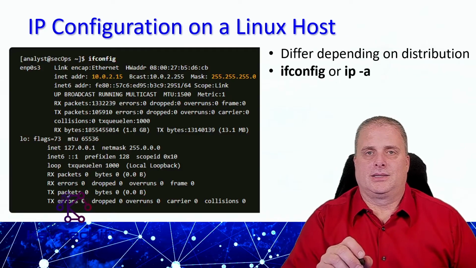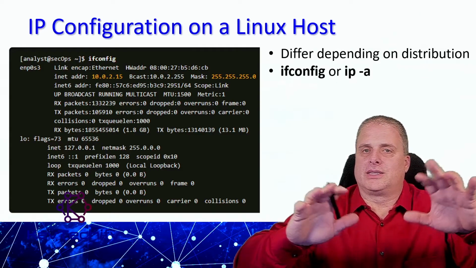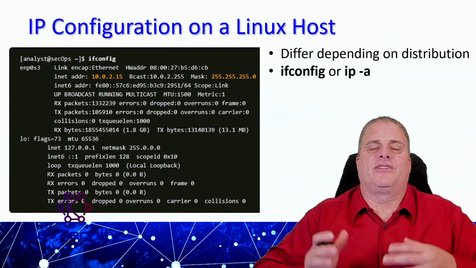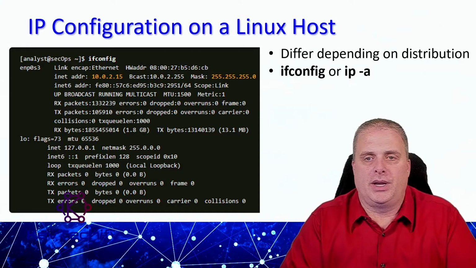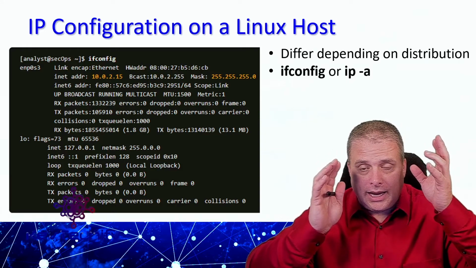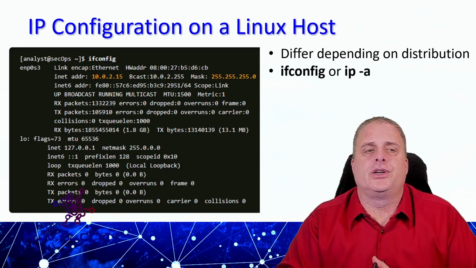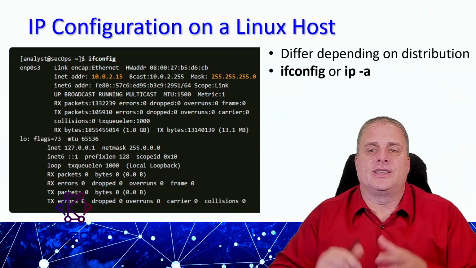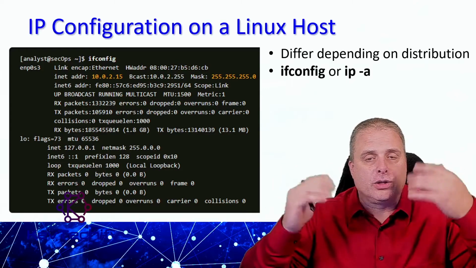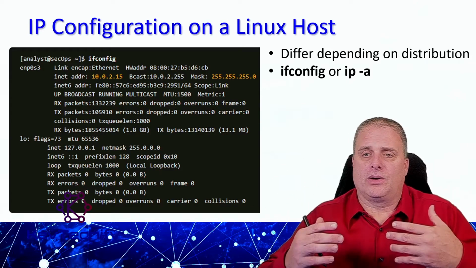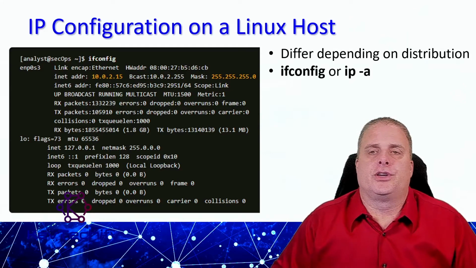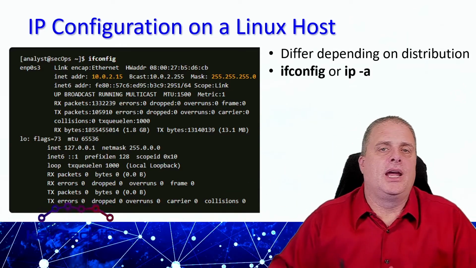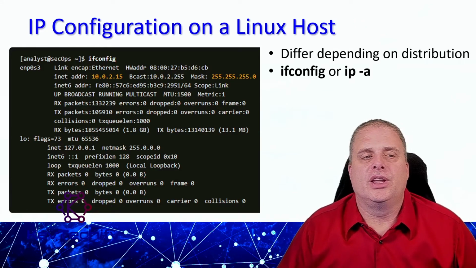On Linux, we have the same command as ipconfig in Windows, but in Linux, it's ifconfig, all one word, no spaces. Depending upon the distribution, it could be ifconfig, or the newer version of that is ip a, and that'll list out your IP addresses. Some distributions are trying to get away from ifconfig and go to ip a. You just need to know which distribution of Linux you're using.